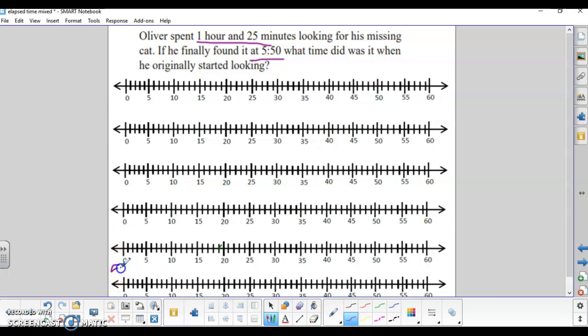So our end time is 5:50, and that is 4, 3, 2, 1, 12. He spent 1 hour and 25 minutes looking for his cat. So we need to go back 1 hour and 25 minutes. We go back 1 hour. Now we're going to count by fives. 5, 10, 15, 20, 25. He started looking for his cat at 4:25.